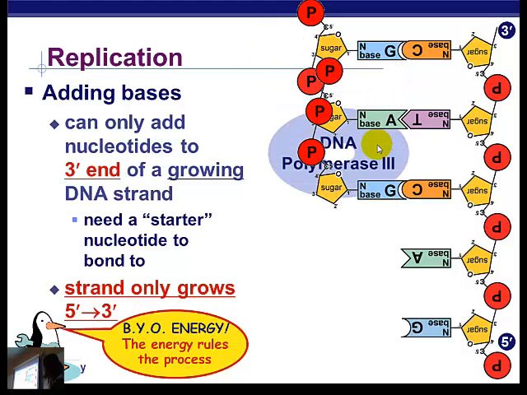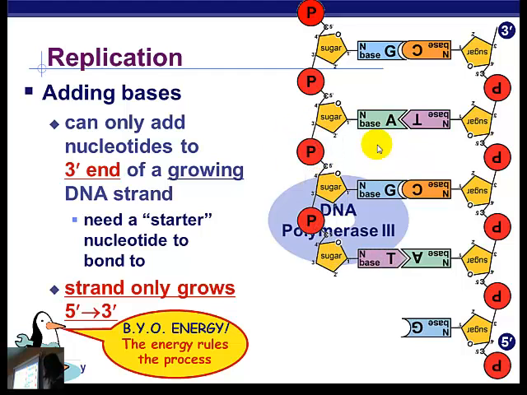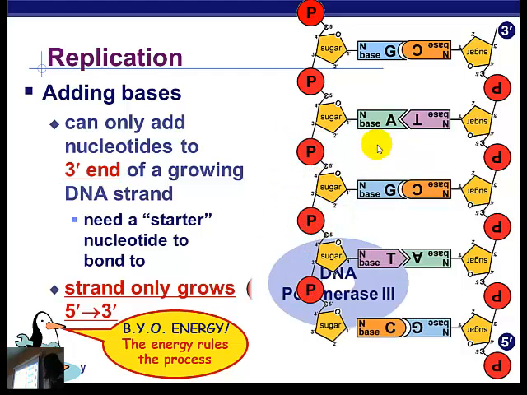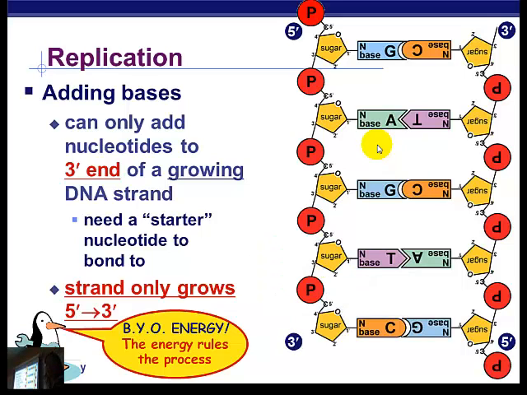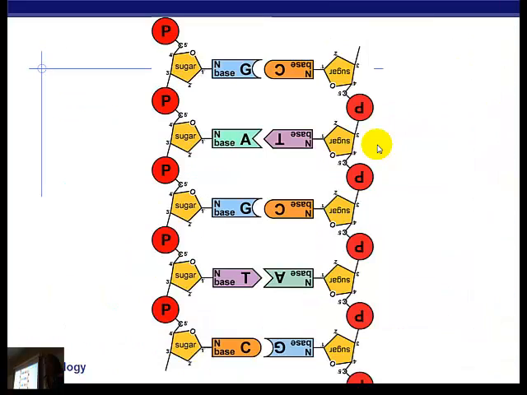Here's another one. Got my 3 phosphates. I'm going to break off those two. Attached to my 3' carbon. Another one. Another one. I just built a new strand. It is 5' to 3'. My growing strand went from 5' to 3'. My original strand is 3' to 5'. Okay, this is what this looks like.